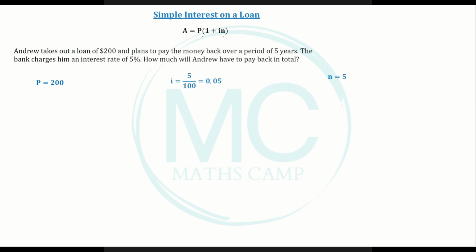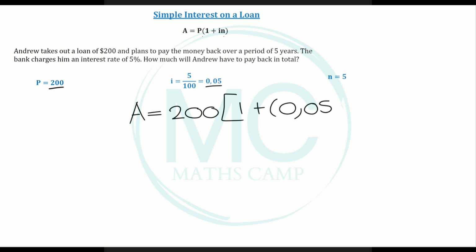Now we can put these values into the formula. So we say A is equal to the value of P, 200, open our bracket, 1 plus the value of I. I'm going to put this into a bracket, 0,05, multiplied by the value of N, which is 5. We can close the bracket.